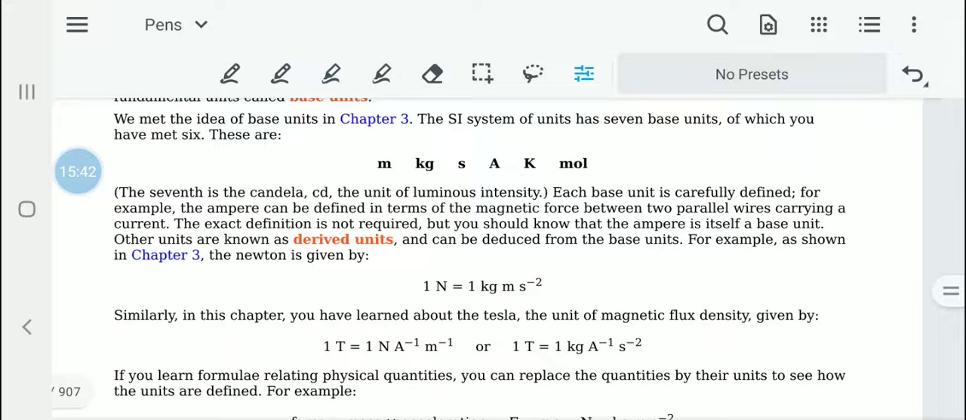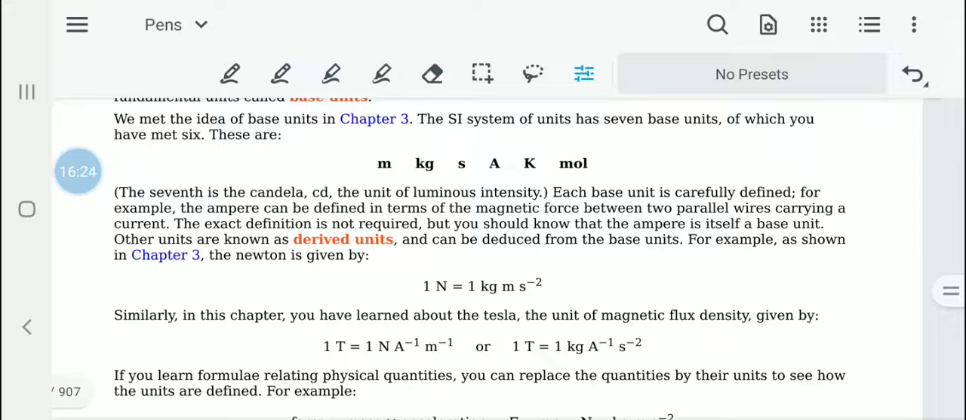Now, ampere is defined by the magnetic force between two parallel wires carrying a current. Right? So you don't really need to go into the complete basic definition, but you need to know that ampere is also a base unit. All the others are derived units. So you have to understand the definition, and from the definition you should be able to derive whatever unit they are asking for.